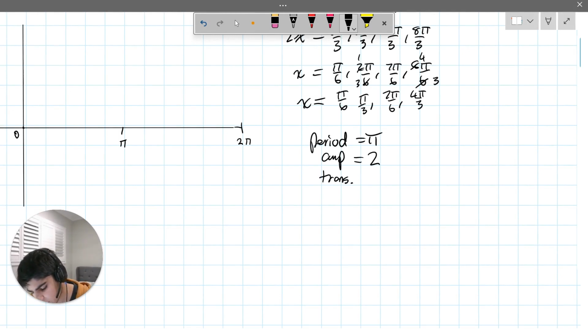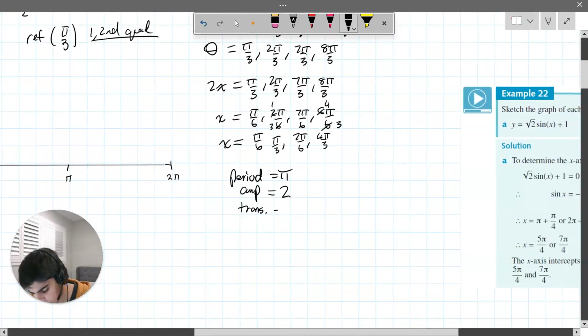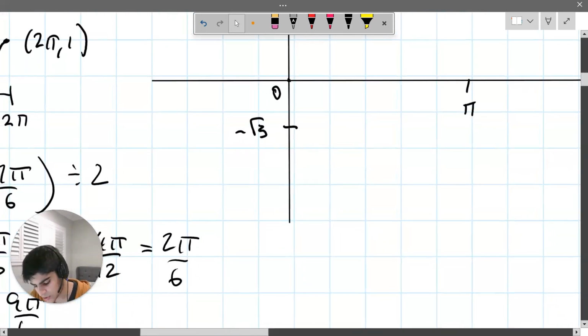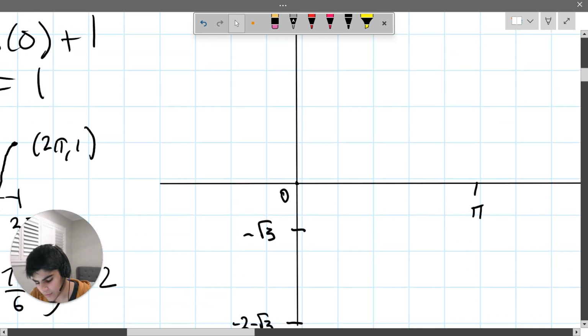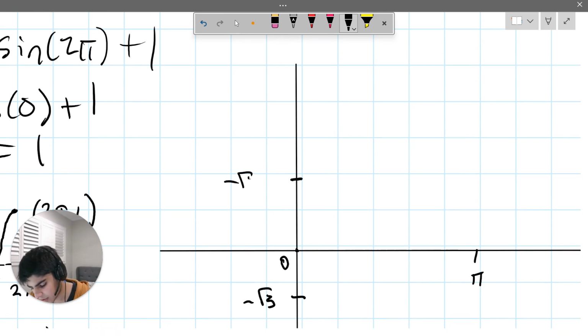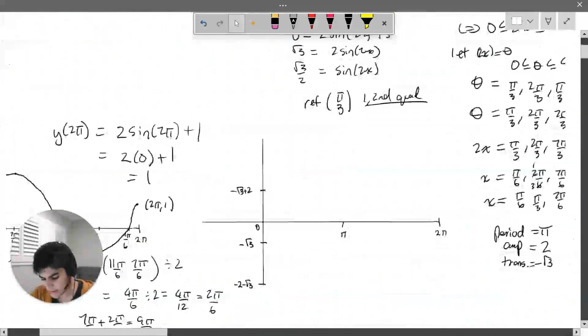Translation: negative root 3. Negative root 3. Let's get this. This is negative root 3. Amplitude is 2, so this is negative 2 minus root 3. Negative root 3 plus 2 is approximately here. Negative root 3 plus 2.